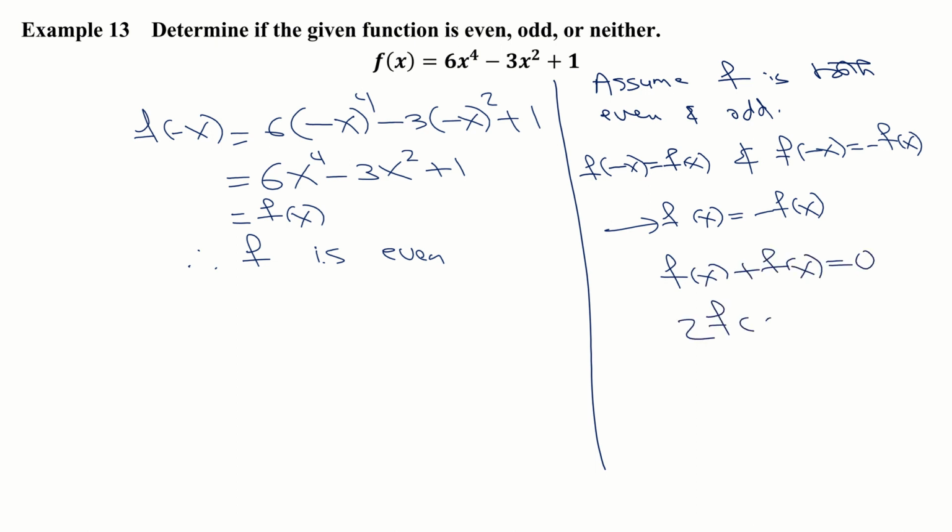So 2f of x equals 0. Divide both sides by 2. What do you get? F of x equals 0. So there's only one function that can be both, and this obviously is not 0. And since it's even, that's it. It can't be odd as well. So therefore, we're done with that one.